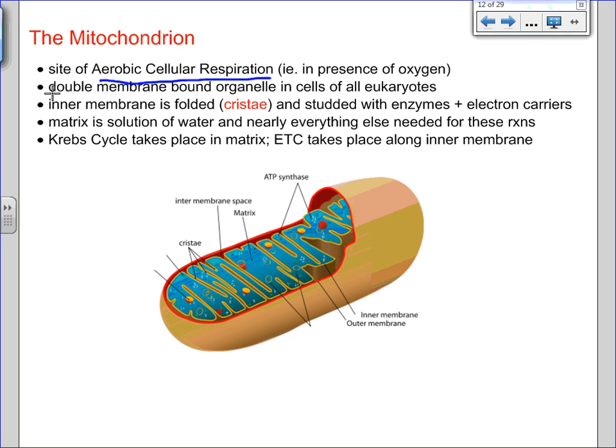Like the chloroplast, it has a double membrane, and in this case, the inner membrane is folded, and the folds are called cristae. These folds, so the membrane on the inside, are studded with enzymes and electron carriers that are involved in the electron transport chain. The matrix is the solution inside, in the very center, and it is the site of the Krebs cycle. So the Krebs cycle takes place in the matrix, and the ETC, or electron transport chain, takes place along the inner membrane.